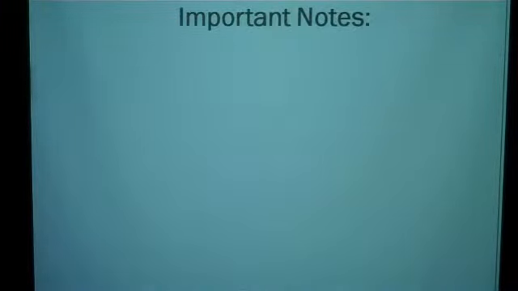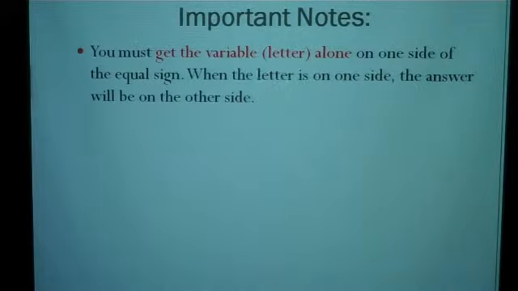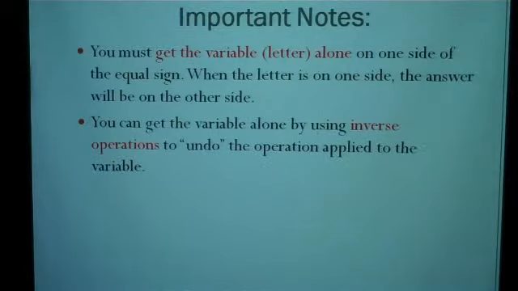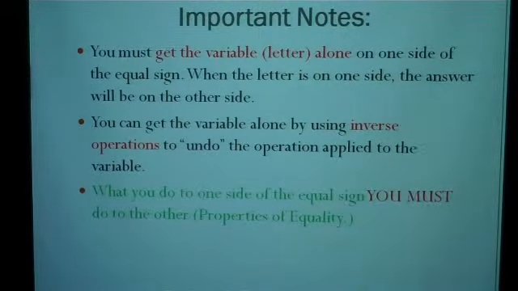A couple of important notes that children need to know: you must get the variable, or the letter, alone on one side of the equal sign. When the letter is on one side of the sign, the answer will be on the other. You can get the variable alone by using inverse operations to undo what is being done to the letter. And what you do to one side of the equal sign, you must do to the other because of the properties of equality. This will keep your equation balanced.